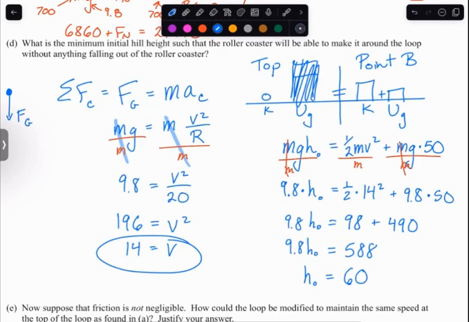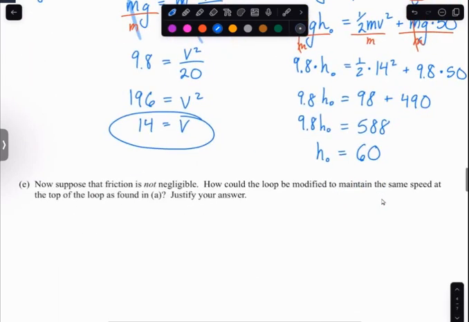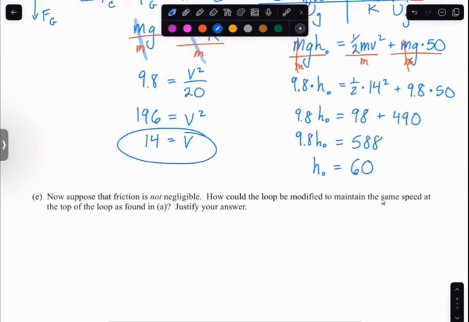And then the very last part, it says, now suppose that friction is not negligible. How could your loop be modified to maintain the same speed at the top of the loop as found in A? You would need to change the starting height. So you start with more gravitational potential energy so that even when you lose some, you still are going the same speed at the top of the loop.